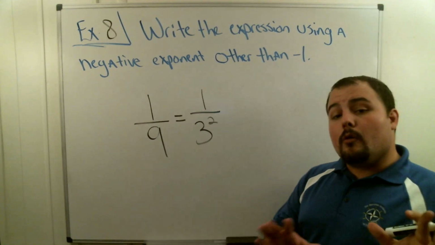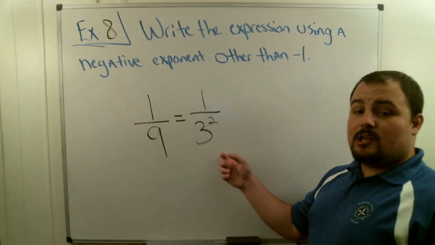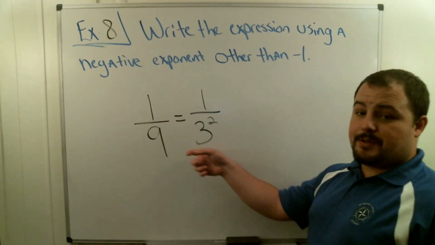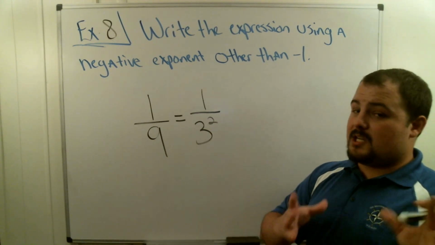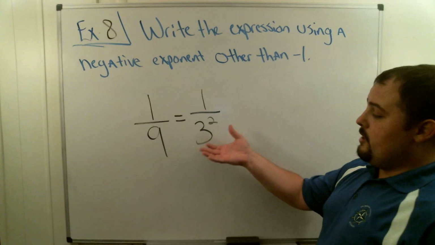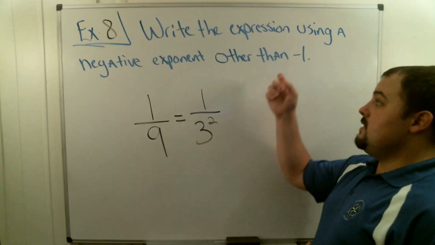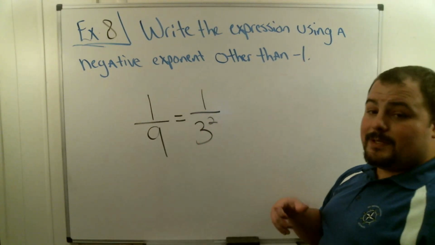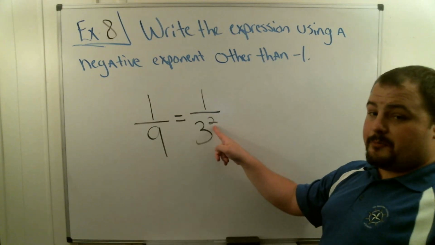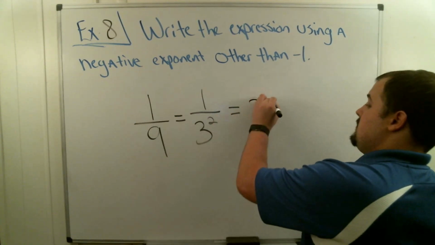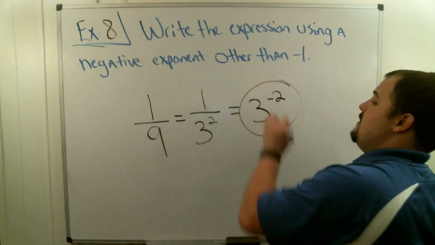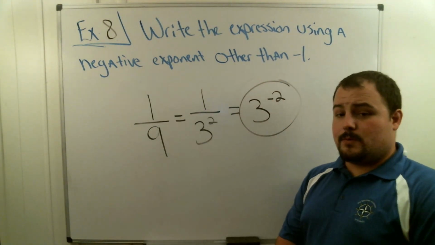Now notice right now all we did was change this to exactly what it is equal to. 3 times 3, that's 9. And we have an exponent now, which is great because we need that exponent. We're now going to rewrite this using a negative exponent, but it's not allowed to be negative 1. And that's okay because the number we have here is 2. So we would rewrite this as 3 to the negative 2nd power. And that would be our correct answer for this one.